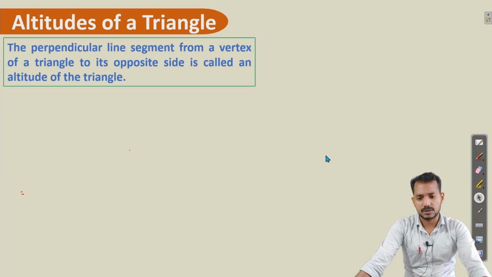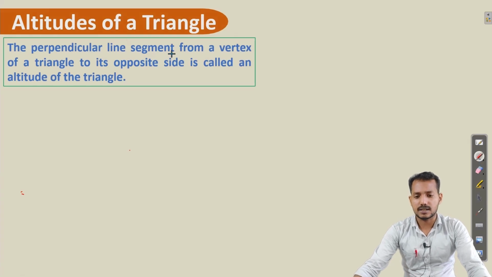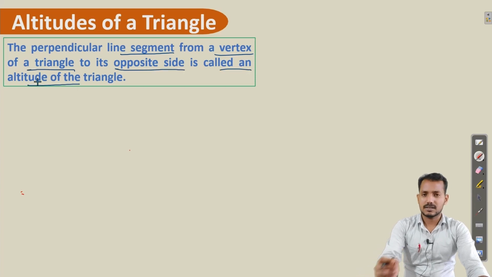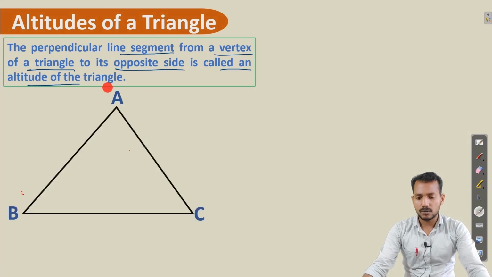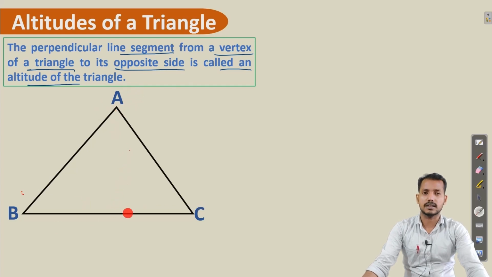Next one is altitudes of a triangle. What is an altitude? The perpendicular line segment from a vertex of a triangle to its opposite side is called an altitude of the triangle. Somewhat different from the median, because the line should be perpendicular to the opposite side. Let's consider a triangle here. Now I am going to draw a line from this vertex A to BC, in which that line should be perpendicular to the opposite side.